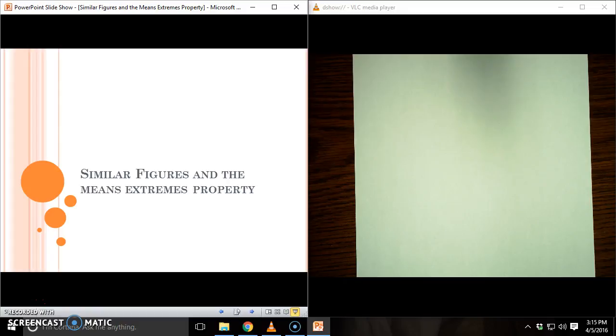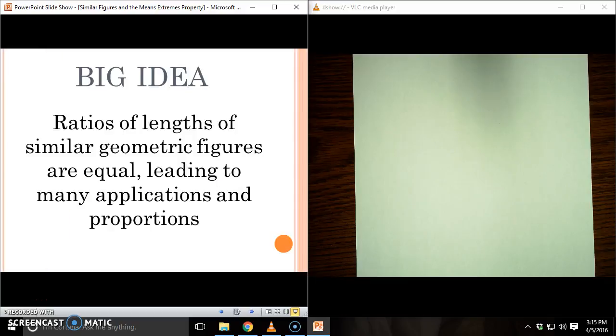This algebra lesson is going to look at similar figures and the means extremes property. Ratios of lengths of similar geometric figures are equal, leading to many applications and proportions. And so a very famous property with solving proportions is the means extremes property.